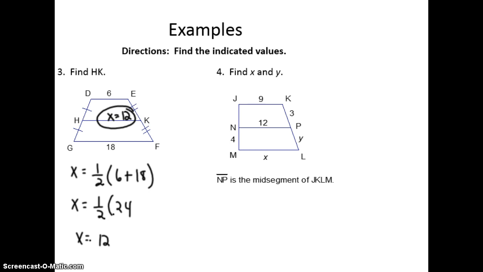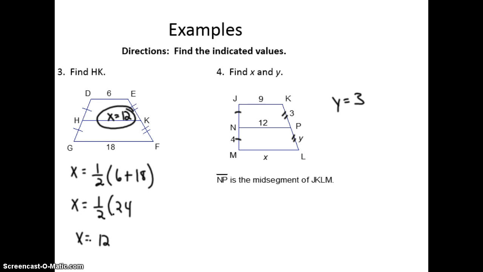Okay, on number 4, hopefully you tried this one on your own already, but we're told this is the midsegment, so I know that and that are congruent, and 3 and y are congruent, so y has to be 3. And then I'm looking for x. That's one of my bases. And so I could do this a couple different ways.